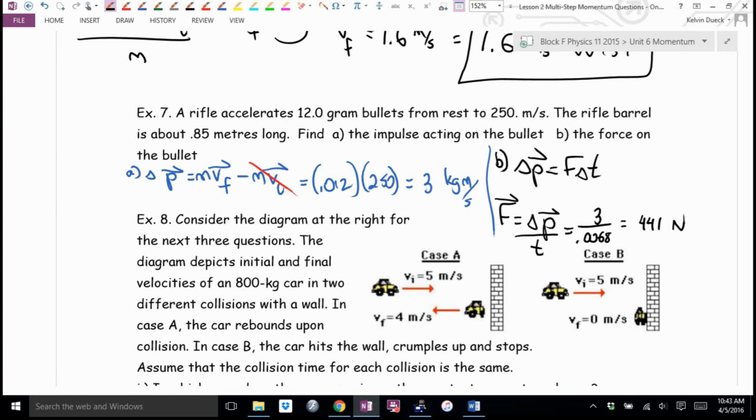By the way, a little bit of review. So the gun applied 441 newtons to the bullet. What did the bullet do? How big is the force that the bullet applied on the gun? 441, right? Newtons. Forces come in pairs.